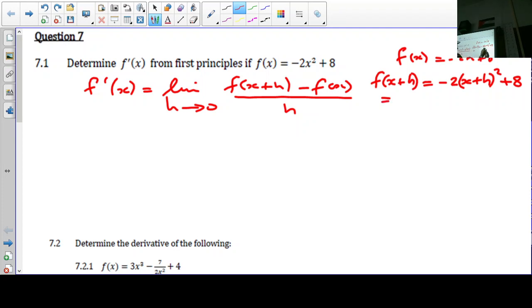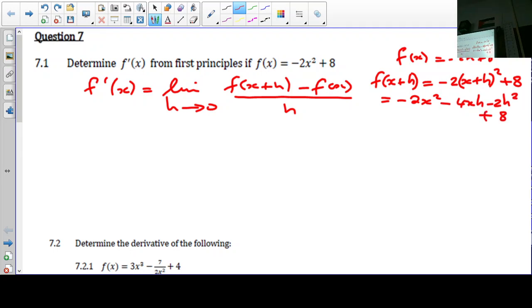Again, I've indicated in question 1, do not say that's x squared plus h squared. Rather, if you're not sure, write it out twice and then you multiply it out. But this will give us x squared times negative 2 is negative 2x squared. X times h times 2 is going to be 2xh times negative 2 is negative 4xh. H squared times negative 2 is negative 2h squared plus 8.